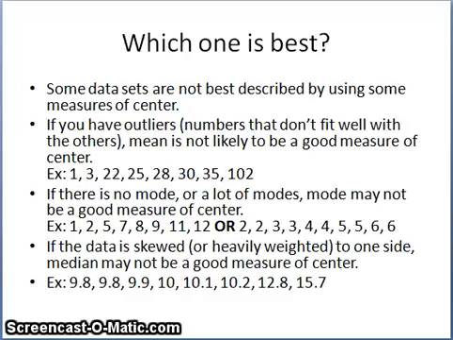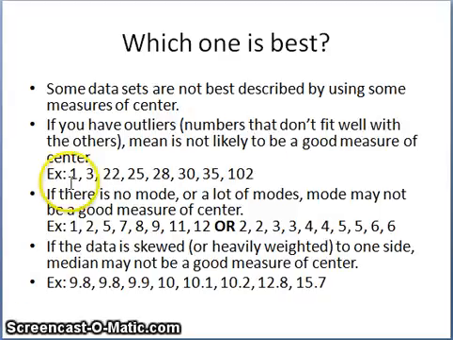Okay, so for a particular set of data, you might need to know which would be the best measure of center. Depending on the data set, some data sets are not well described by particular measures of center. So for example, mean. If you have outliers, that means numbers that don't fit well with the other numbers, then mean is probably not going to be a good measure of center.